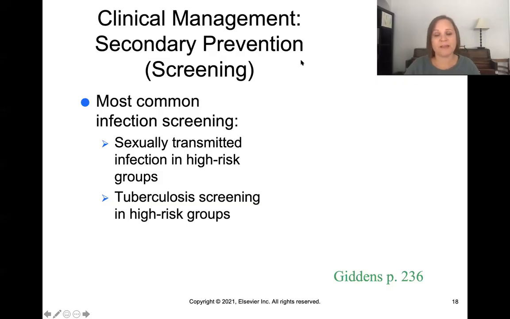Now remember, secondary prevention, secondary, S for screening. Secondary means screening. And the most common things that we're going to screen for in terms of infections would be sexually transmitted infections in high-risk groups, and then also TB screenings in high-risk groups. And that can be done through the Mantoux test, that skin test under your hand with a little bleb, or you could use the QuantiFERON test, which you had coming into nursing school, also to test for tuberculosis. So these are highly infectious diseases that can spread quickly in a community and cause a lot of illness. And so we screen for these specific types of infections as a part of community wellness.